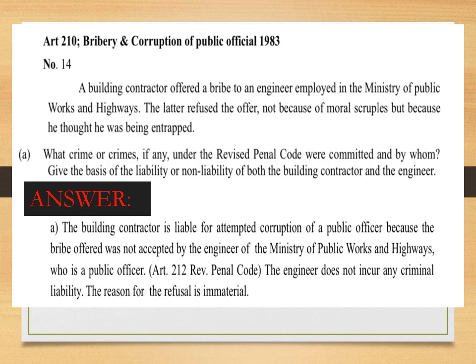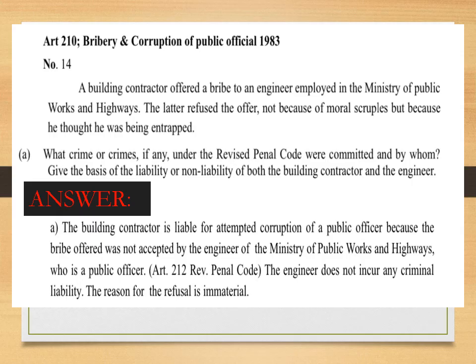Okay, so you have a 1983 bar exams, number 14. Ito na yung sinasabi ko na yung bribery and corruption of public official, they go hand in hand. Para silang twins, dapat magkasama palagi. So, here, there is a building contractor. He offered to bribe an engineer employed in the Ministry of Public Works and Highways. So, again, luma yung bar exam question, no? It was asked in 1983, kaya ministry pa. Pero right now, it is called DPWH.